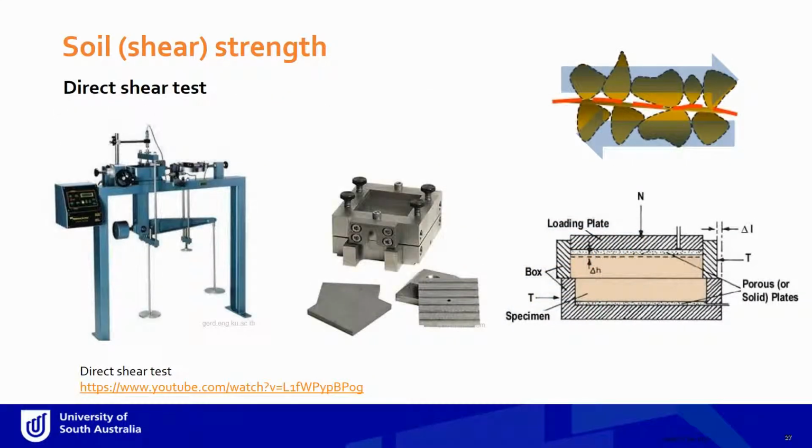Anyway, this is one of the tests we can do to get C and phi. It is what we call a direct shear test. We have a split box, two halves: that's the top half, that's the bottom half. We put some soil inside, put a plate on top, and apply some load vertically downward, and try to push the top half to slide past the other. So this will simulate shearing.